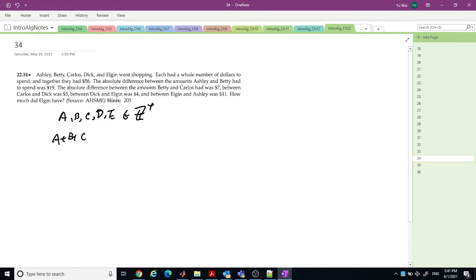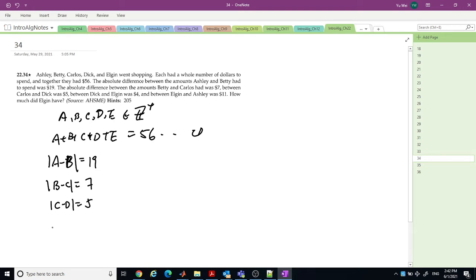A plus B plus C plus D plus E is equal to 56, and now we know the absolute differences between them. The absolute difference of A and B is 19, then B minus C is 7, then C minus D is 5, and D minus E is 4, and E minus A is 11. So the question is, what is E?